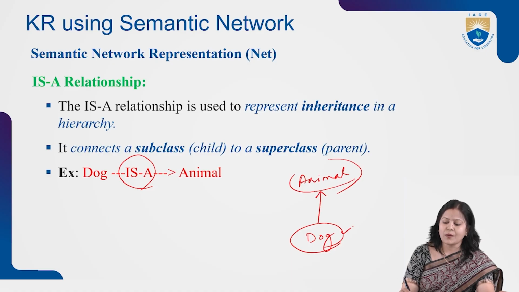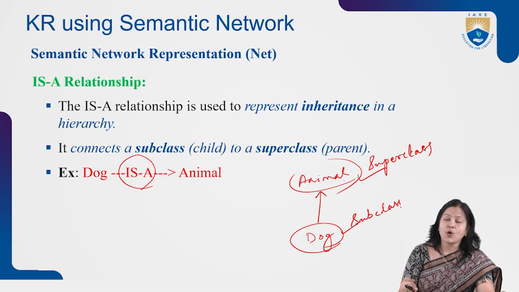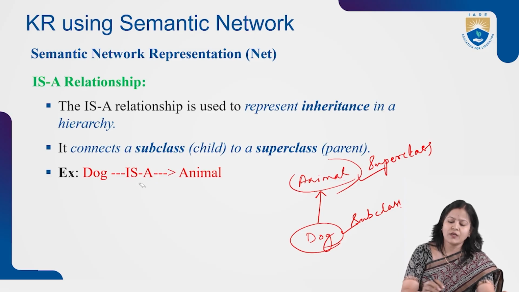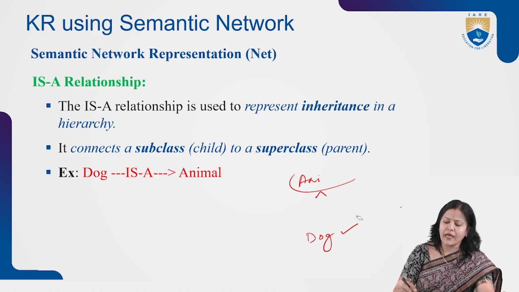So dog is the subclass and animal is the generic class, which is called the superclass. Always in inheritance, dog inherits each and every property of the superclass. This is the superclass and this is the subclass, right? So dog inherits all the properties of the animal. So in that case, we can mention the relationship is A.